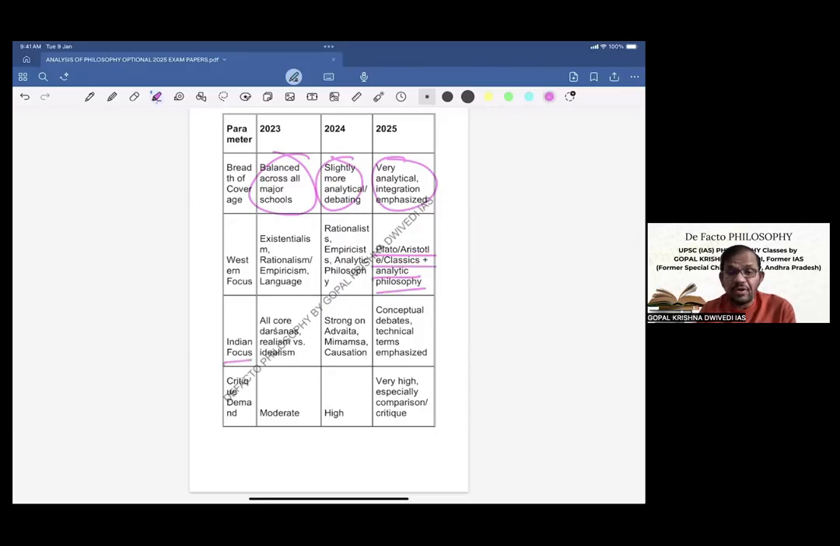If you see Indian philosophy, all core darshanas were asked in 2023. In 2024, it was strong on Advaita, Mimamsa, causation, etc. In 2025, conceptual debates and technical terms have been emphasized. Then critique demand across the years' papers: in 2023 it was moderate, in 2024 it was high, and in 2025 it was very high, especially comparisons and critiques. So you can see a gradual increase in critique and comparisons.